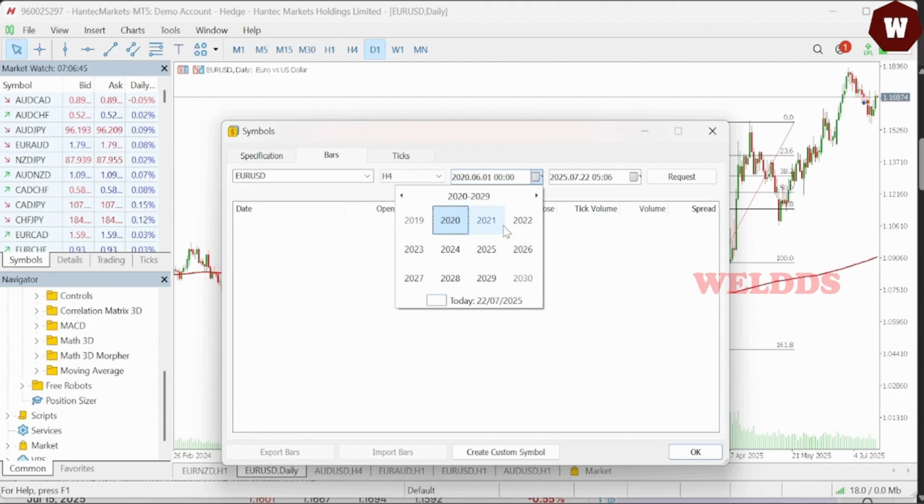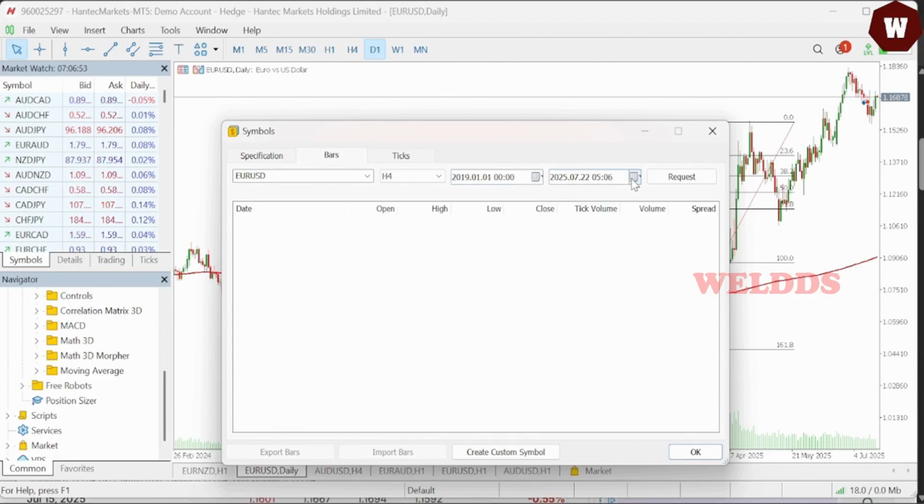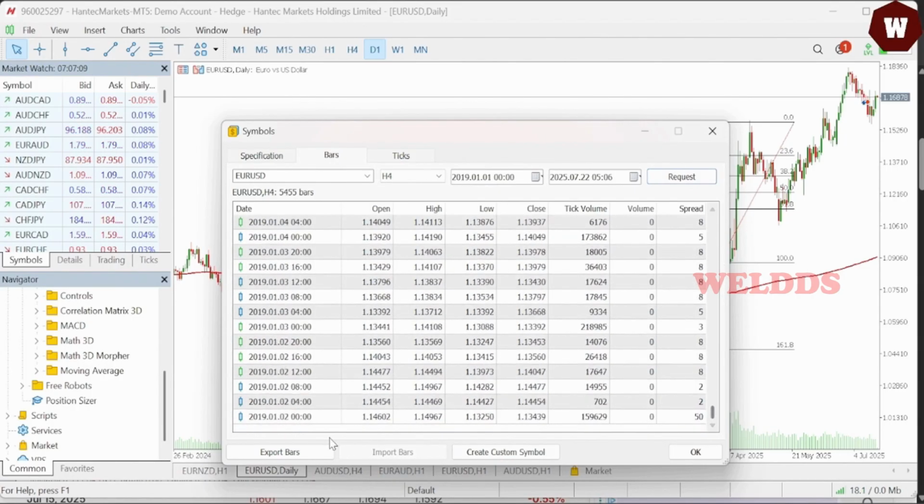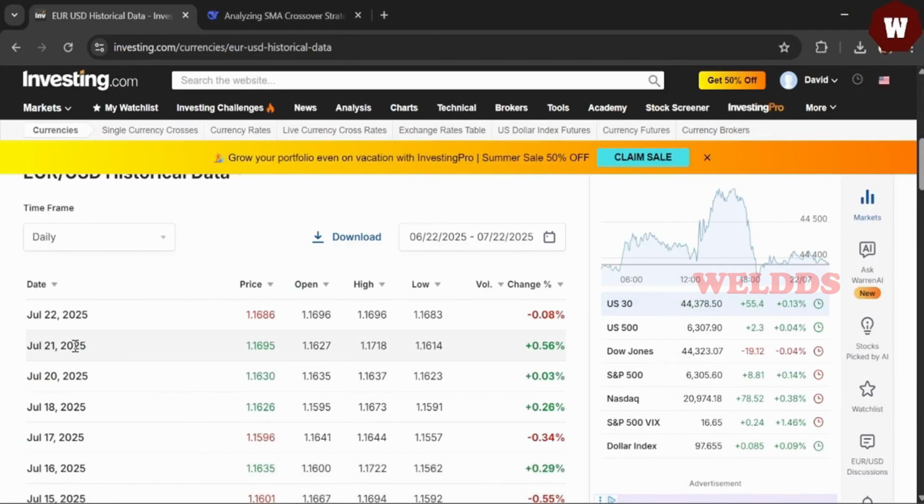If you want to start from, for example, January 2019, and when you have pressed that, you can get to the period that you want to end. This is July 2025. Then you request. When you request, you will see everything here, the historical data for the 4-hour time frame. Then you can click on export and it will export the file for you and save it as a CSV file.